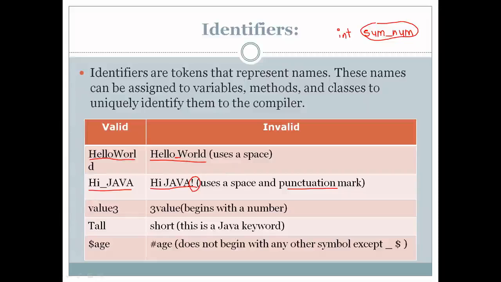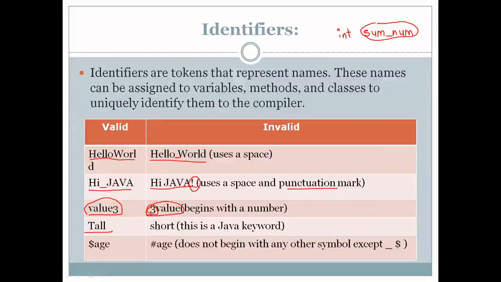Okay, then we have a third example. So we have value3. This is a valid identifier. But if you declare 3value, this is an invalid identifier. Your variable name, class name or method name should not start with a digit. And the same rules are followed even in C programming language, remember. It should not start with a digit. You can have a digit in between or at the end of a name, but you cannot have a digit at the beginning.